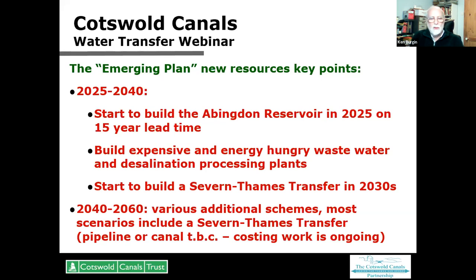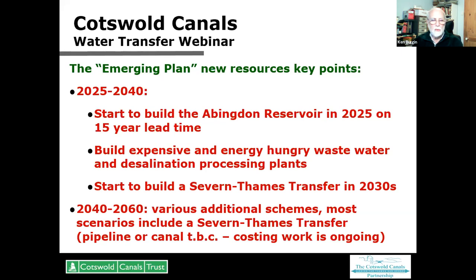desalination plants. But rather bizarrely, it is wastewater and desalination that have been put into the early part of the plan to run alongside the Abingdon Reservoir, which itself will take 15 years to build. However, if you look carefully in the plan, you'll see that they are planning to start to build a Severn Thames transfer probably in the 2030s anyway, because they think that it's likely to need to be available by around 2040.